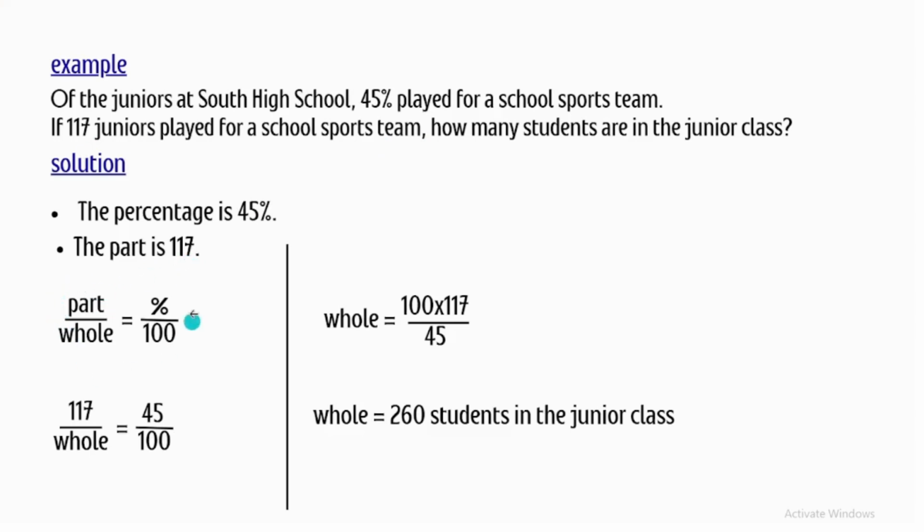We will use this equation: part over whole equals percent over 100. The part is 117 over the whole, which is what I need to get, equals 45 over 100. So the whole equals, by cross multiplication, 117 times 100 over 45. The whole is 260 students in the junior class.